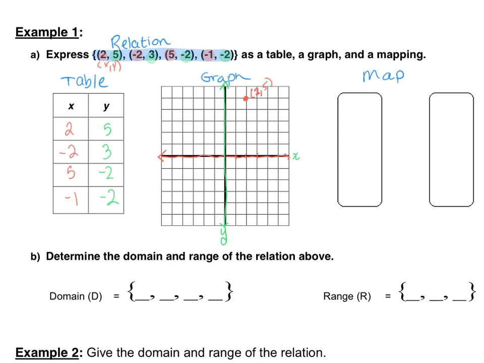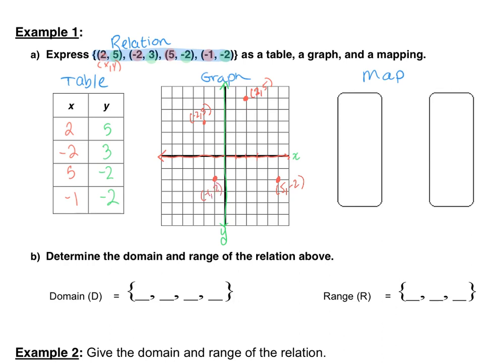Our next ordered pair is -2 on the x, +3 on the y. And then 5 on the x, -2 on the y. Label that 5, -2. And then -1 on the x, -2 on the y.